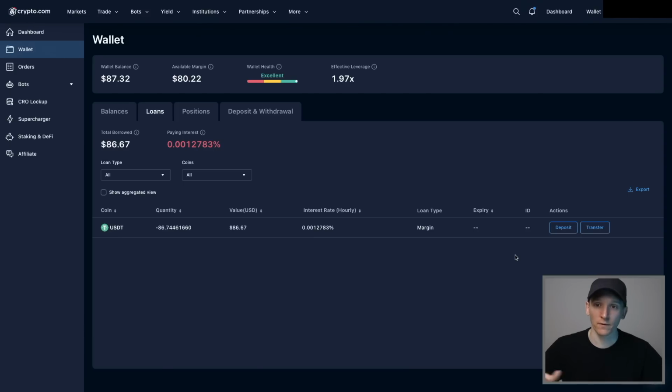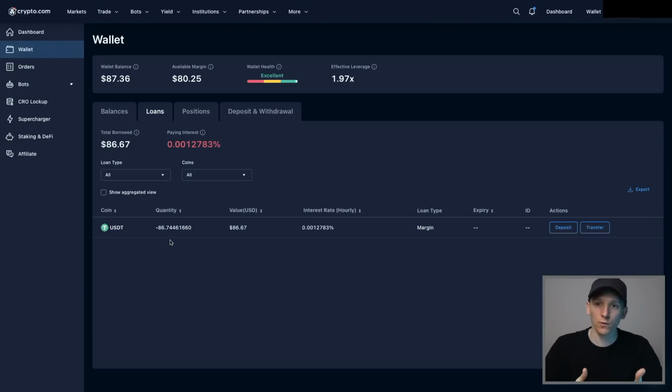Now that I've sold off some of that Bitcoin, the effective leverage has gone down. Why? Because I'm just borrowing less. So I've got 1.97 effective leverage, and the USDT loan has been paid off. Reason being, I sold the Bitcoin into USDT, and that is automatically used to pay off that loan. So again, you can either sell the asset or you can just put in USDT, and any amount of USDT will essentially go towards paying off that loan.